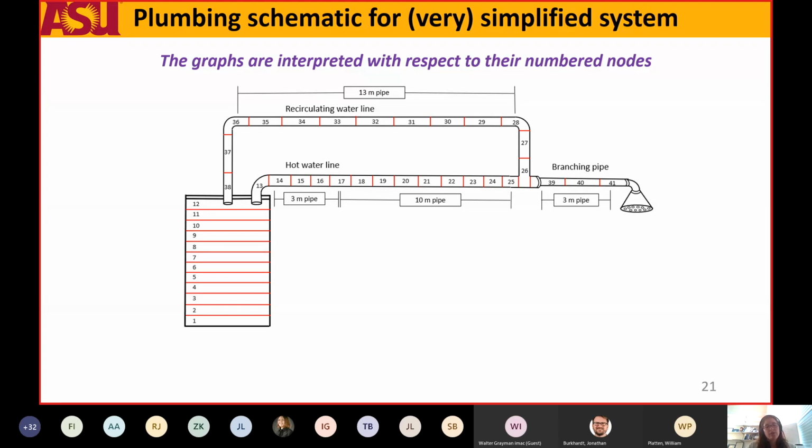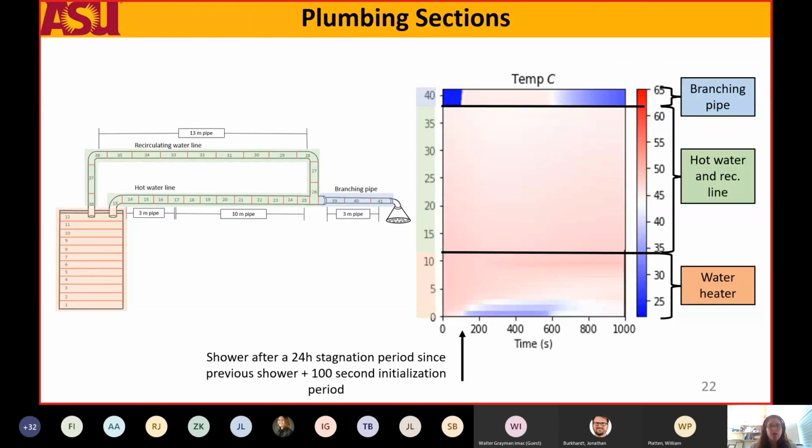So getting into our results now, and this is kind of the guide for our results, the premise plumbing situation that we've chosen is divided into different nodes, and I'll mark those on the various graphs. This is kind of a key to interpreting those. So my water heater is at the bottom from node 0 to 10. My recirculating water line is from node 15 to 35, and my branching pipe is up at line 40. I'm sorry, the hot water goes until 40.